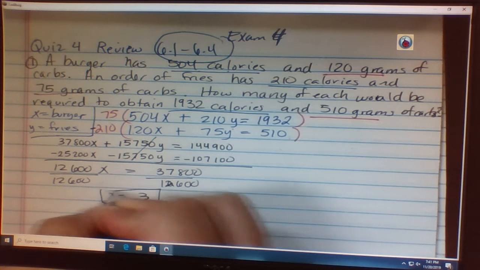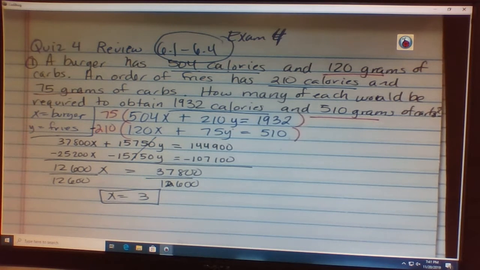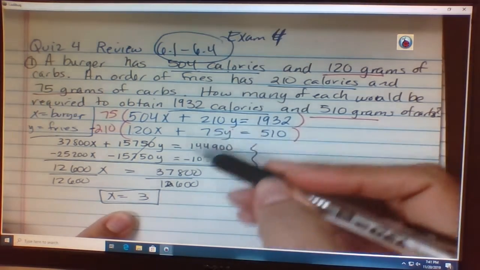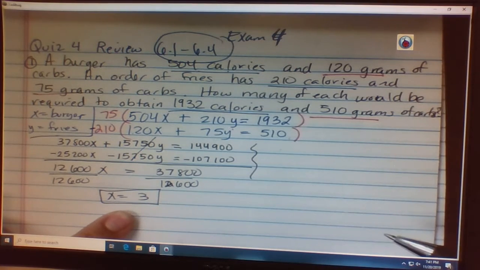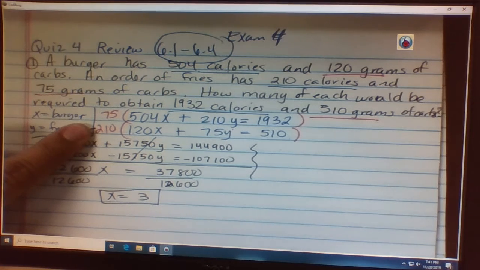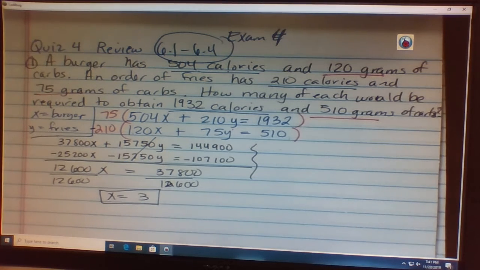So that means how many burgers do I need to take? 3 burgers, and the question is still how many fries. So where do I plug this 3? Into one of your top equations. Which one do you want to use? Bottom one, because the numbers are smaller? That's fine. If we use the top, do I still get the same answer?